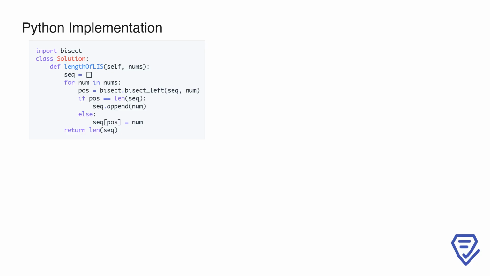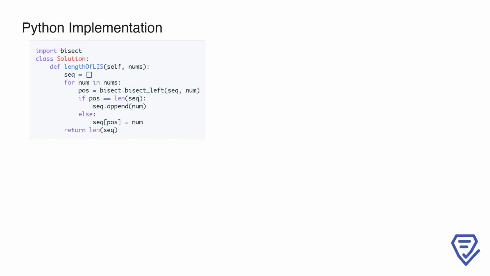In the solution class, we define lengthOfLIS, accepting the input list nums. We maintain an empty list called seq. For each number, we use bisect_left to locate the insertion point. If the position is at the end of the list, we append the number, as it extends the sequence.